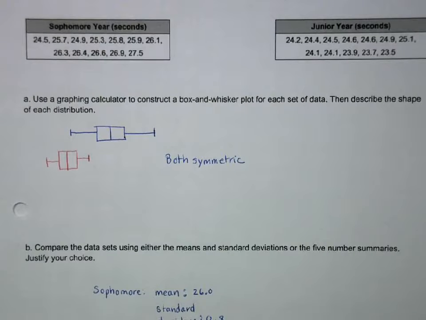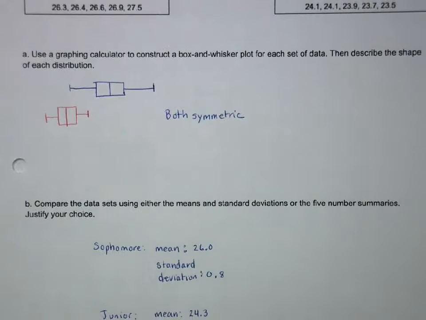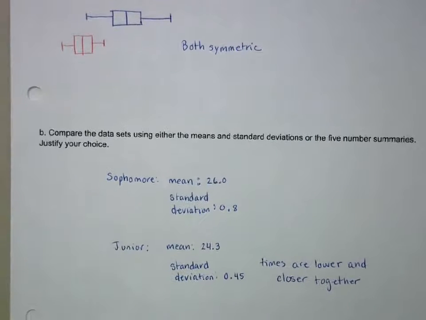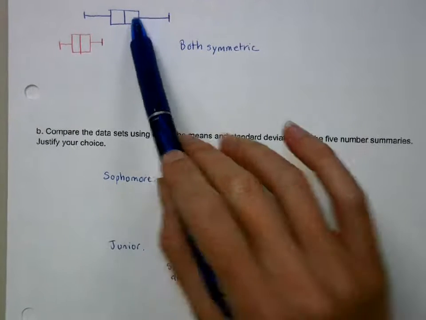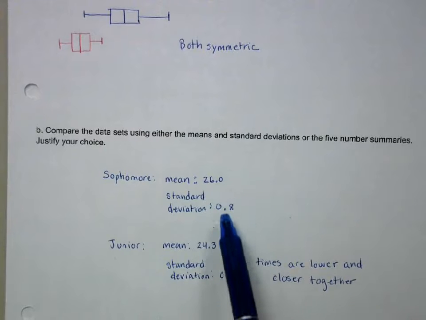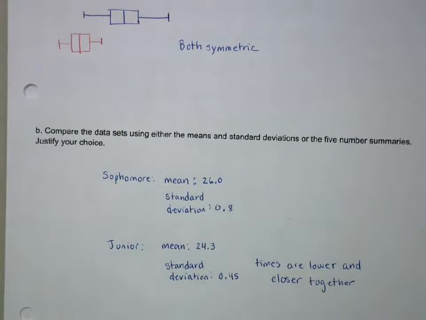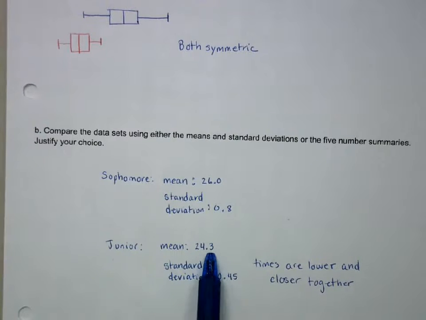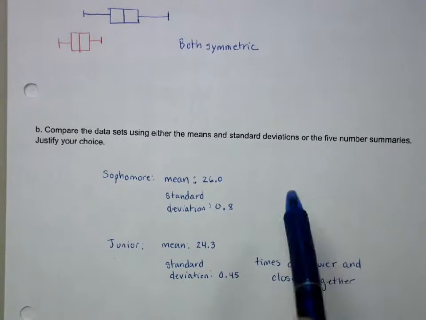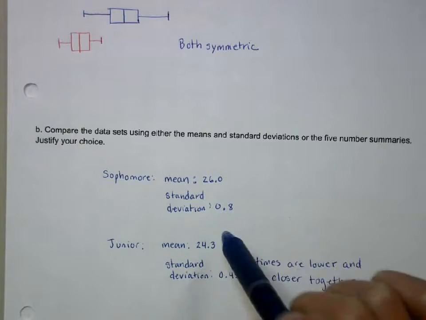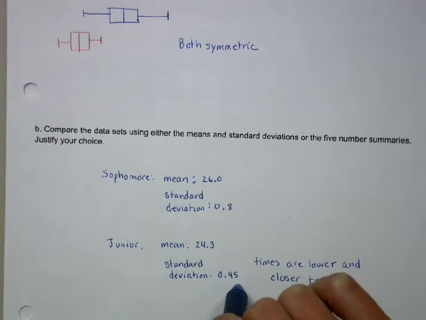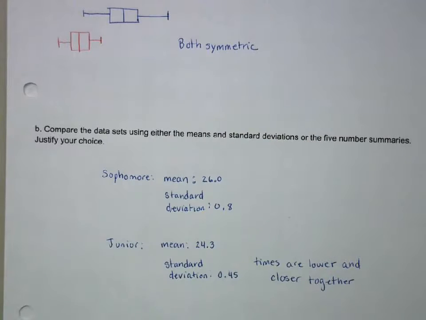Okay, so we have 50-yard freestyle times for when she was a sophomore and when she was a junior. Okay, when we graph it, they're both quite symmetric. So we're going to use the mean and the standard deviation. So I did the mean and the standard deviation for sophomore year, which was higher. So mean was 26, standard deviation was 0.8. For junior year, the mean is 24.3 and the standard deviation is 0.45. So that means her junior times are lower, and the spread is much less. And we can see that in the box and whisker plots. So that is how we can compare sets of data.